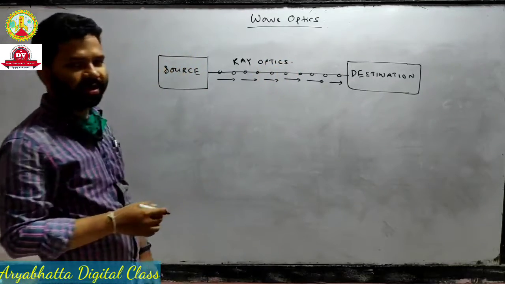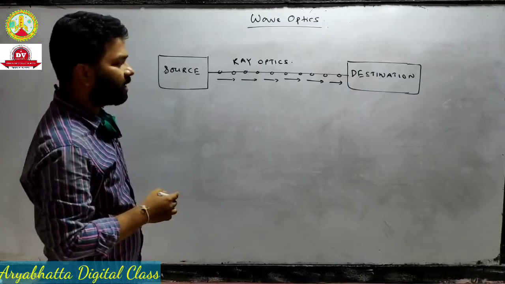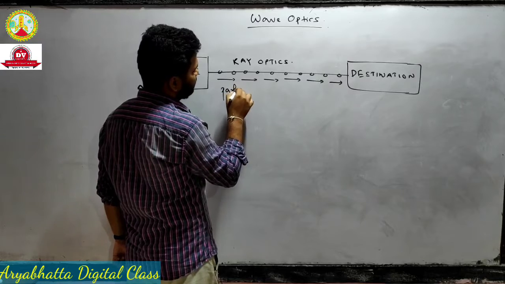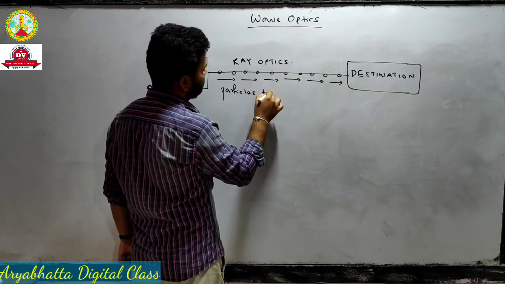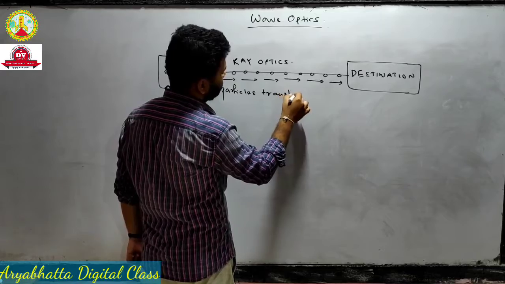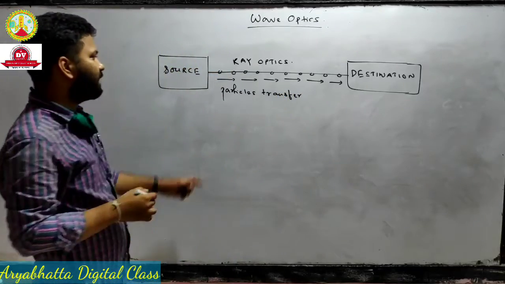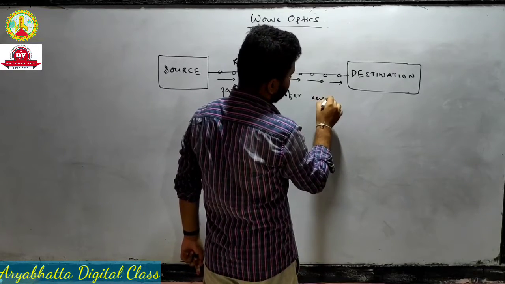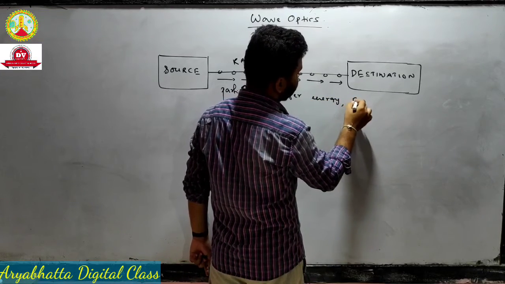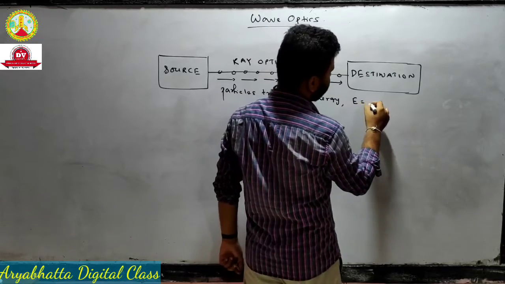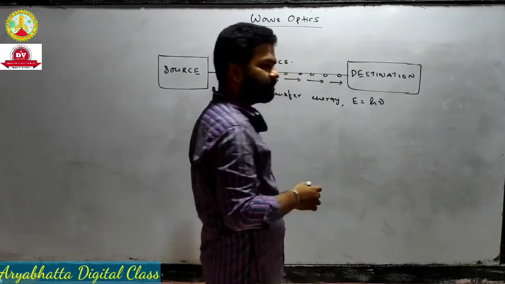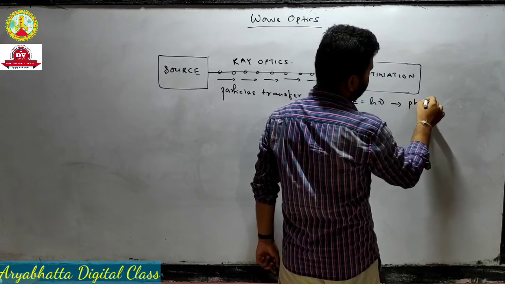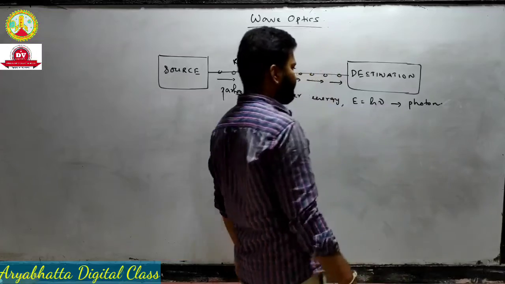The particles transfer energy, and what is the name of each particle? Each particle is named a photon. The particles physically move from the source to the destination. And what is the energy of each particle? The energy of each particle is h into nu, which you got in chemistry in HS first year. Each particle is known as a photon.